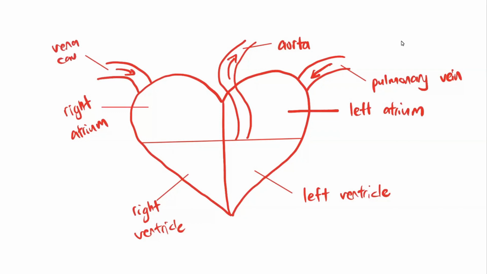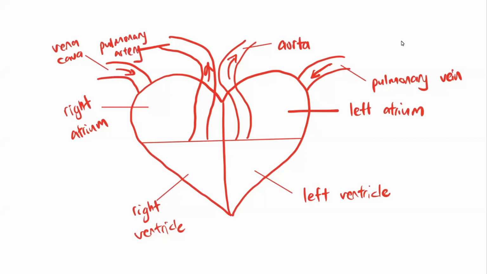Then the right ventricle pumps the blood out of the heart to the lungs. So this one should be the pulmonary artery, yes, because it is delivered out to the lungs.